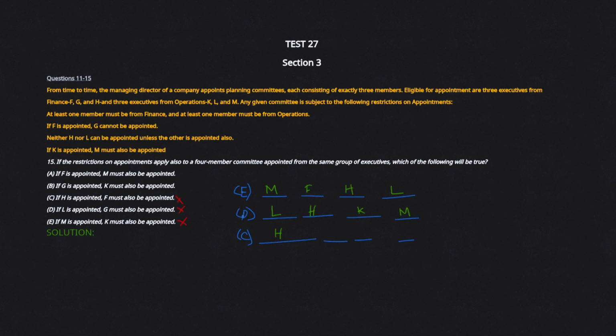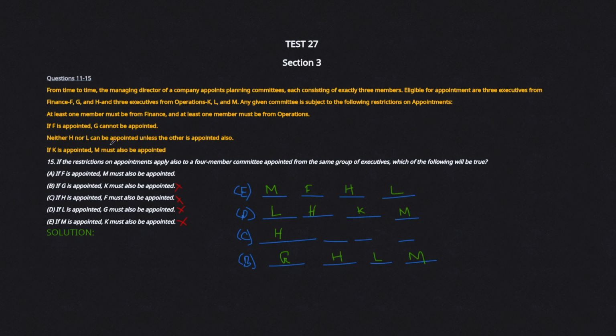If G is appointed, K must also be appointed. Okay. Let's see. Option number B. One, two, three, four. If G is appointed, K must also be appointed, right? So let's say I have G here, and let's say I have taken H, and if I have taken H, I have taken L, and then I can just take M. So yeah, this also satisfies it. So it's not a must for K to be selected alongside G. So it's a cross as well.